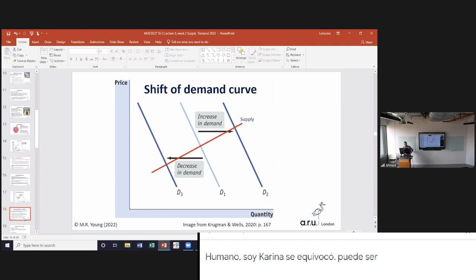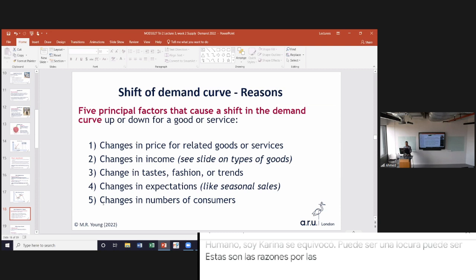These are the reasons that we have. There are five principal factors that cause a shift in the demand, so the whole curve moves. Okay, so we're now going to discuss those. Let's look at these five one by one.